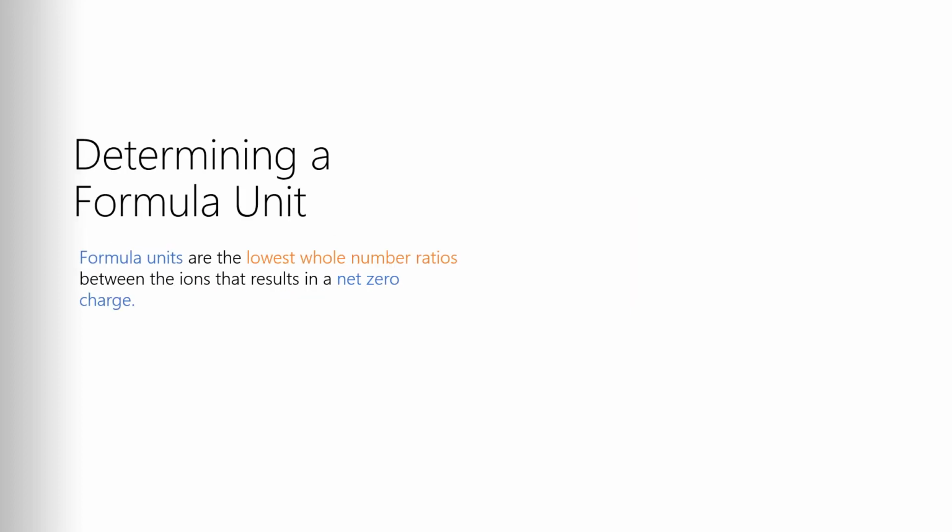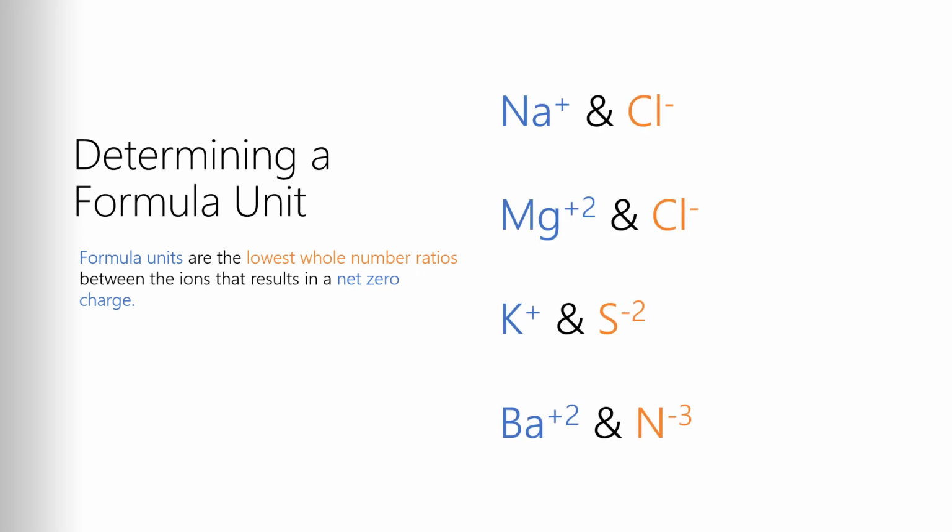So how do we determine what a formula unit is? First off, the formula unit is the lowest whole number ratio for ionic compounds. It is the way you write ionic compounds. You write them in terms of formula units. What you're looking for is the lowest whole number ratio of the ions that gives you a zero net charge. So let's look at some examples.